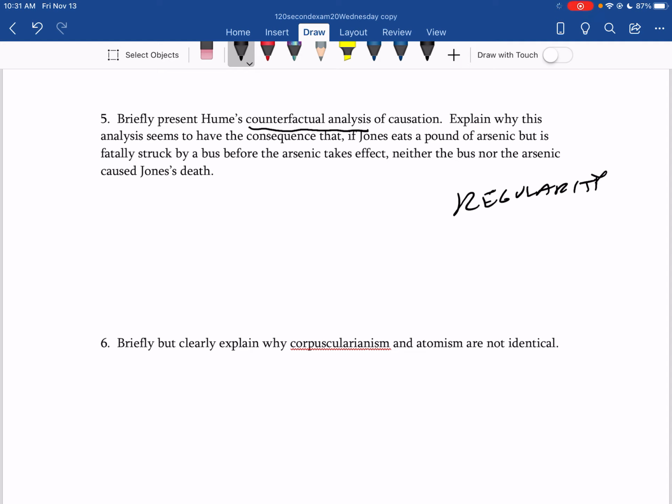This was not your problem on my exam, but a more sophisticated counterfactual analysis would more precisely describe the event in question. And so you can make the arsenic the cause of his death if you say Jones would not have died at the time he did or in the manner he did. So you'd have to pick out the event in a more sophisticated way.